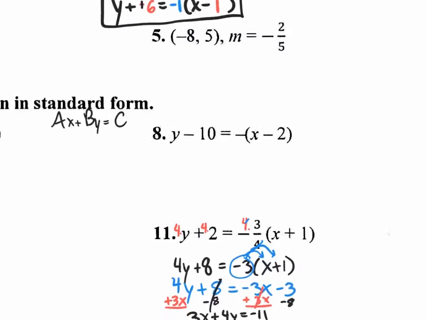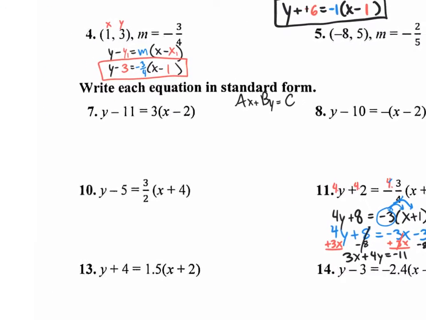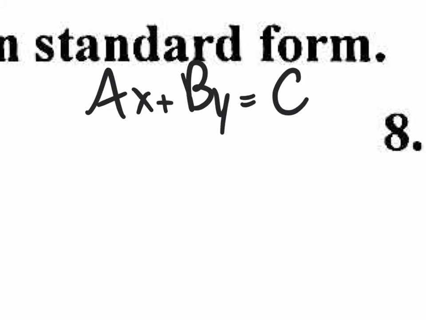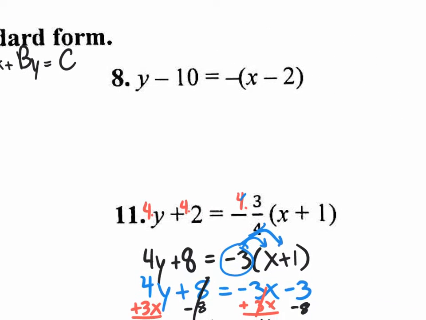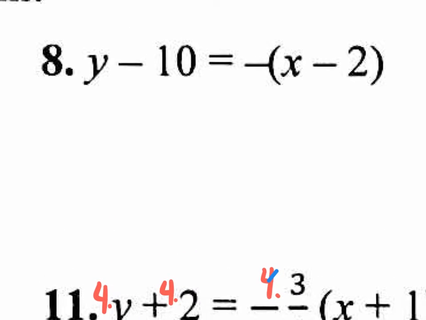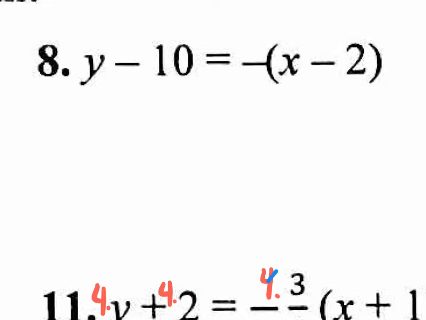Number 8. And right here on this instructions, it says write each equation in standard form. That's ax plus by equals c. And remember, a, b, and c are just numbers, no fractions, no decimals. So on number 8, this is in point slope form, right? My slope is what? Could anybody identify that slope? -1, right? That means you're going down 1 over 1 if you were graphing.